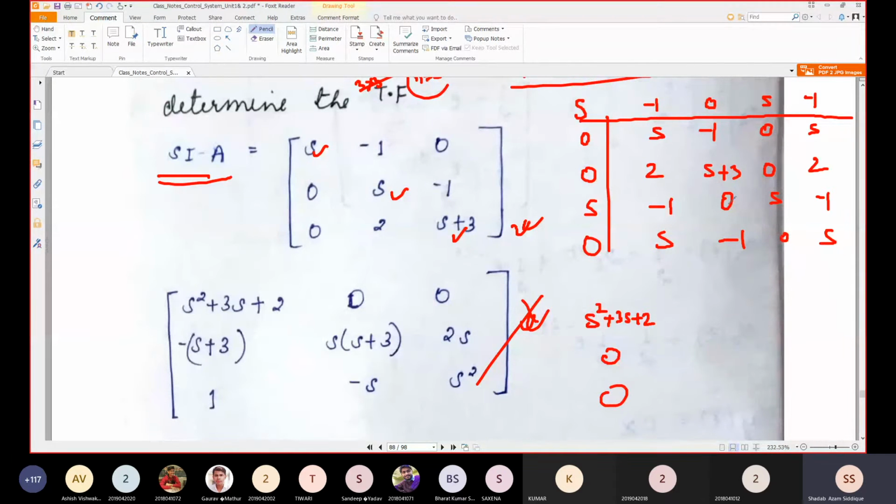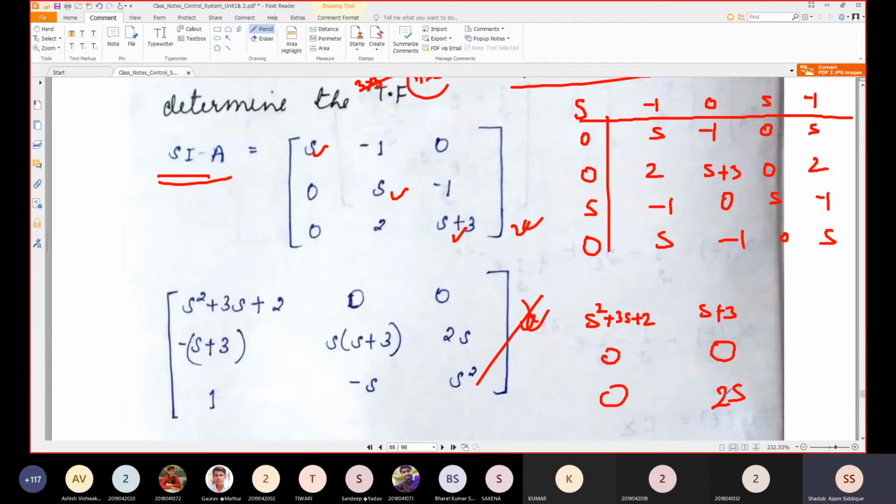Now move to the second row. This will be 2 into 0, which is 0, and minus 1 into s plus 3. Minus of minus will be plus, so this gives s plus 3. For this term, this will be 0. For the next term, this will give you 2s. I hope this is correct. Now move to the next term.